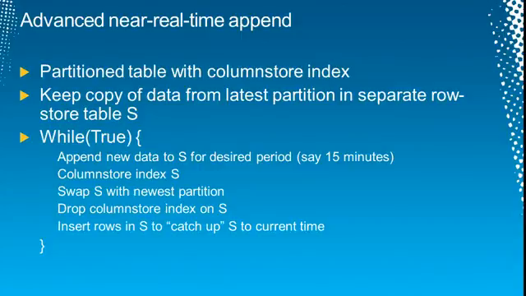You drop the Columnstore index from that, and then you catch it up. You insert the rows that have already been inserted into the primary table's newest partition, and then you start appending the newly arrived rows into the staging table again, and then you just repeat this process. So you can script this. This is pretty tricky, but it is a way to accommodate a trickle load type scenario with the existing feature using partitioning.